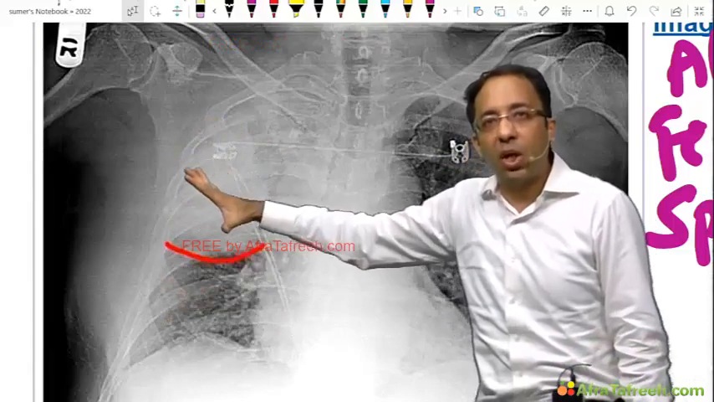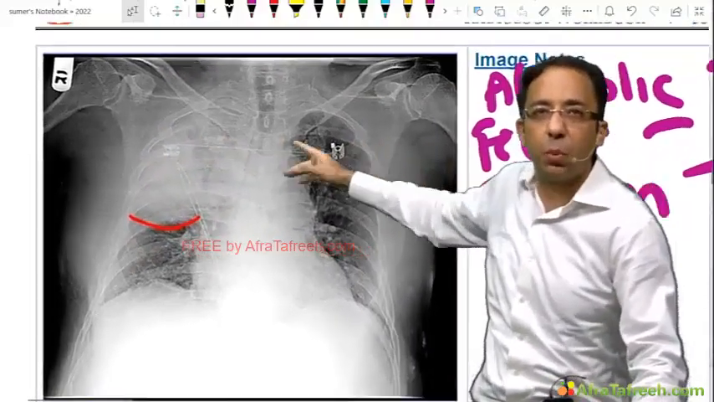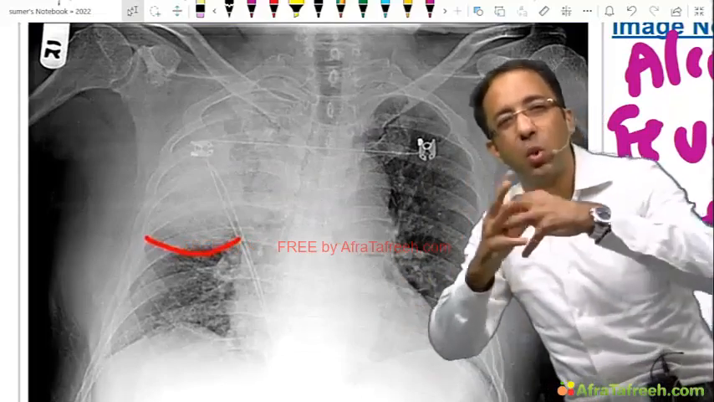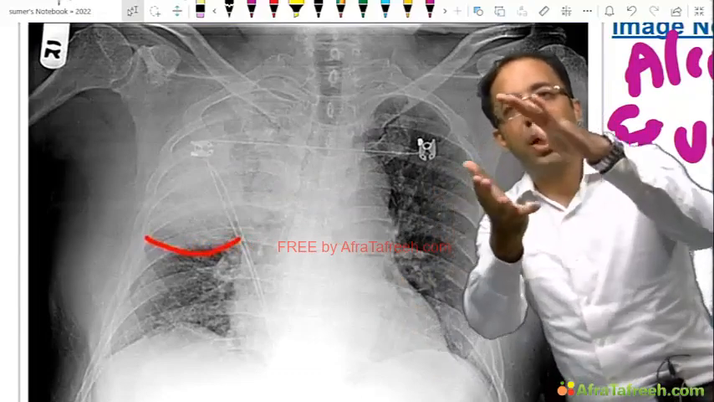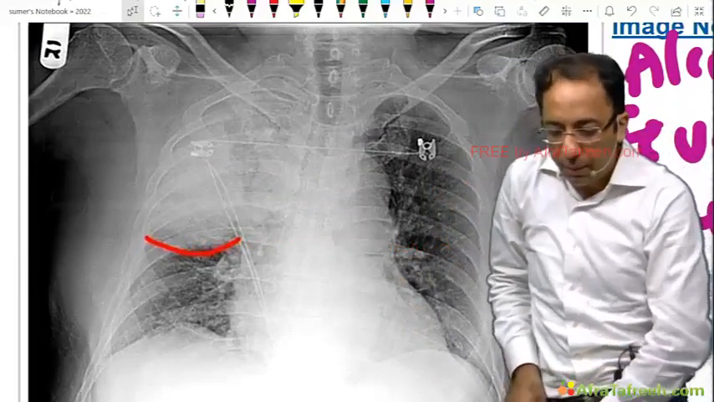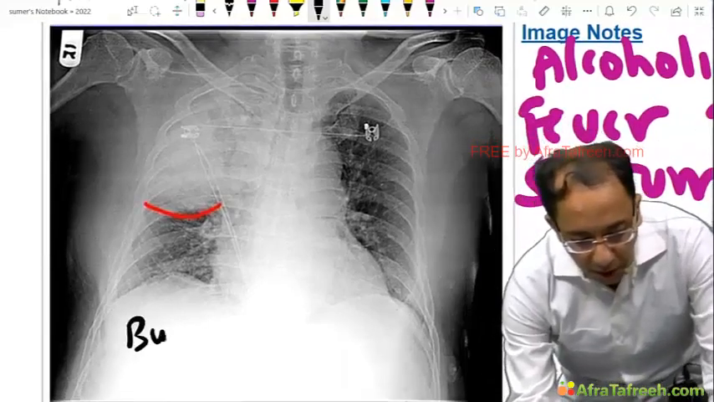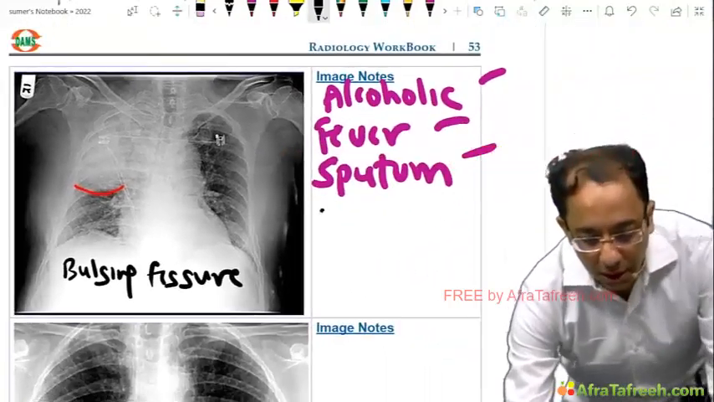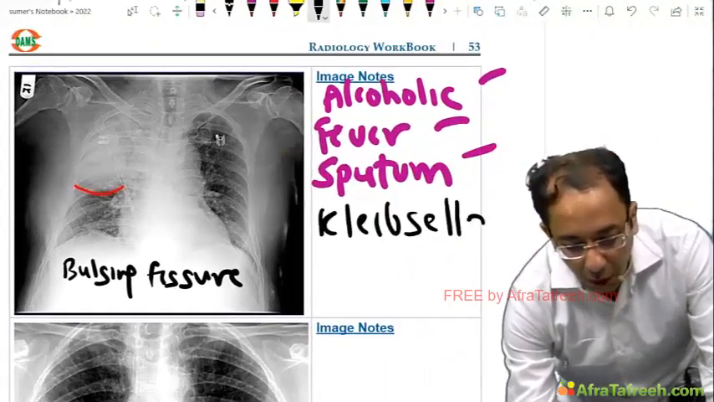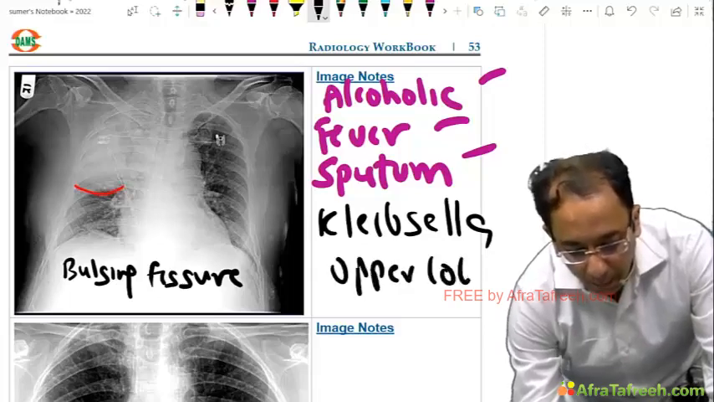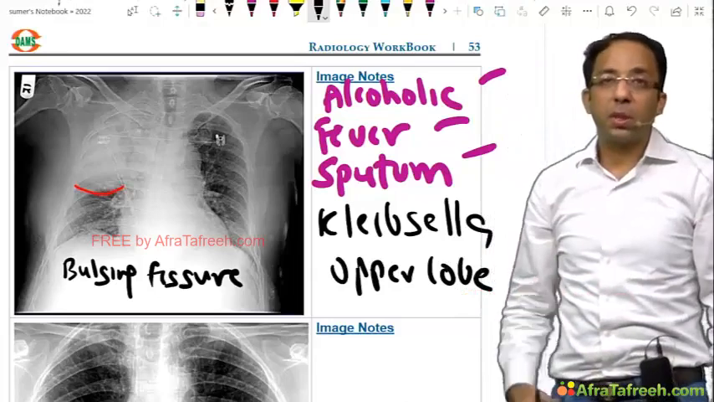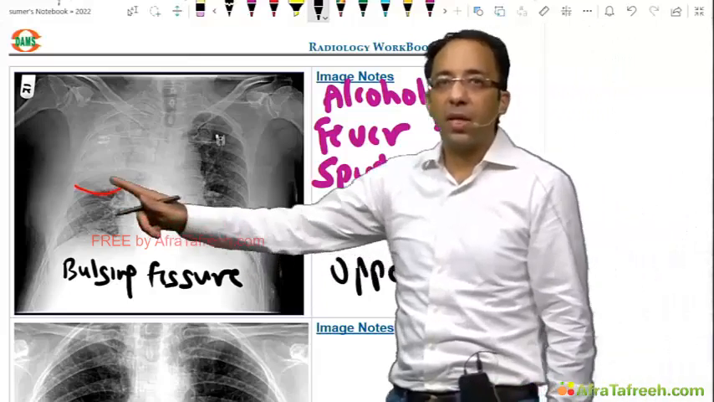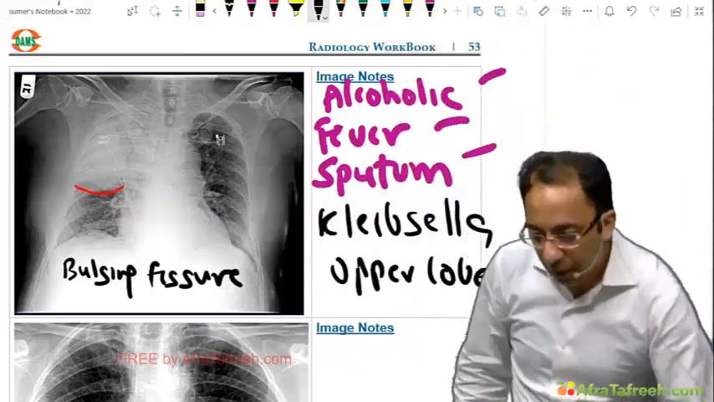That means whatever this infection is, why infection? The patient has fever, sputum. Whatever this infection is, it is causing so much inflammatory response, so much exudate in the alveoli, that the lobe is heavy and it is causing the bulging fissure sign. What infection am I talking about? This is Klebsiella. Klebsiella pneumonia has a predilection for the upper lobe. So this is Klebsiella pneumonia, upper lobe predominant, more common in alcoholics and diabetics, and the sign is called the bulging fissure sign. Everybody understands?